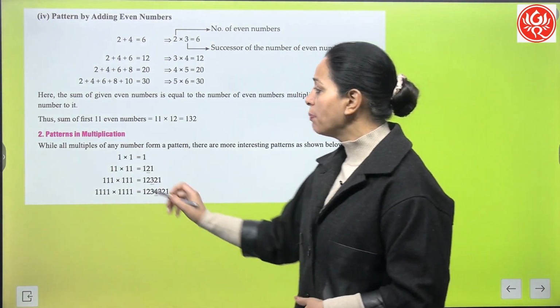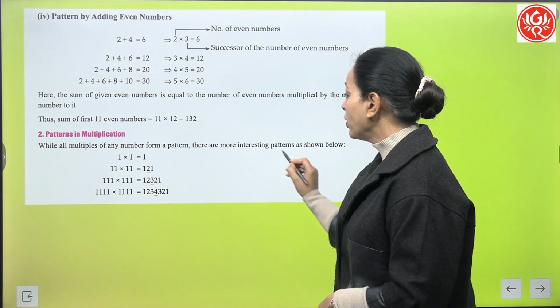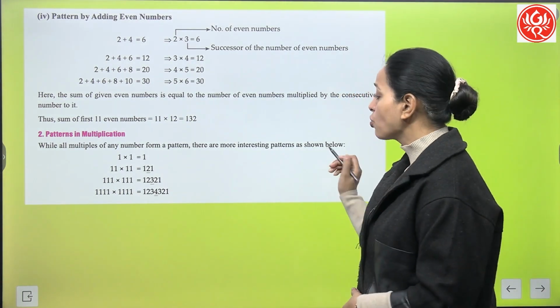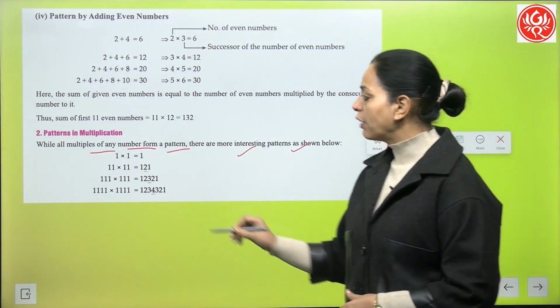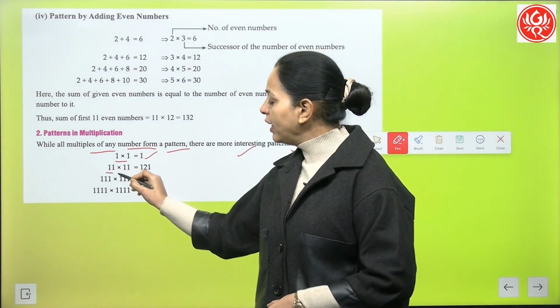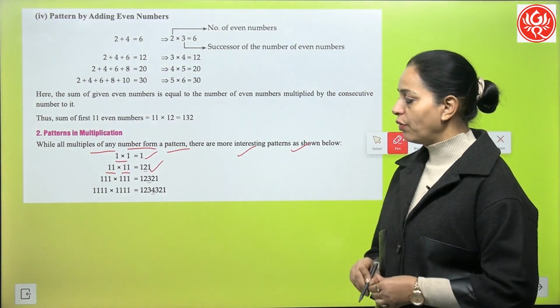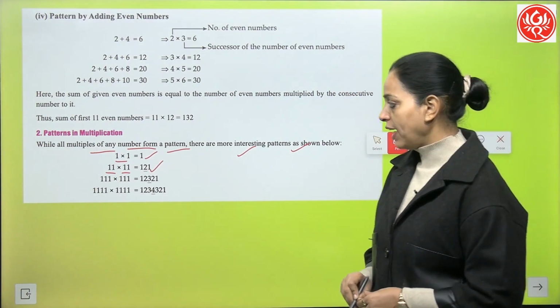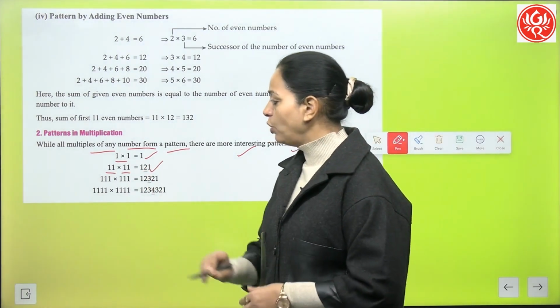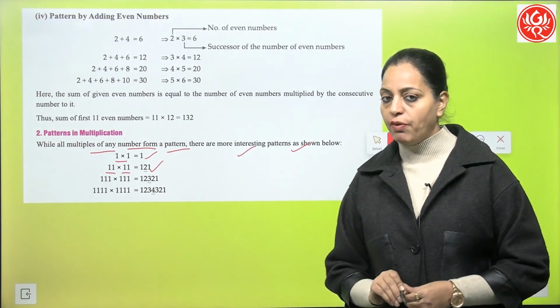While all multiples of any number form a pattern, there are more interesting patterns as shown below. See here, 1 into 1, that is 1. Now 11 into 11, that is 121. So it becomes 121.